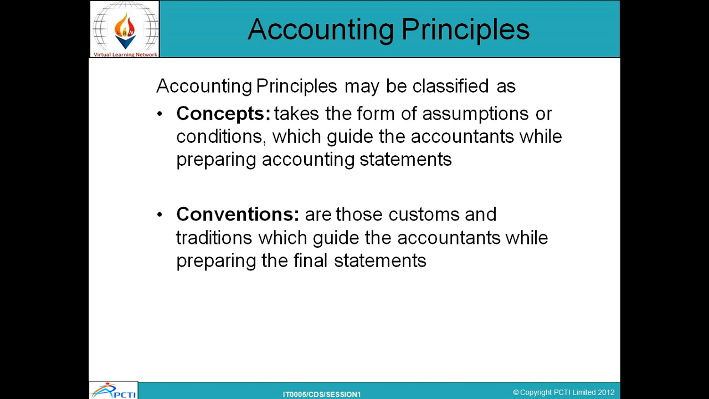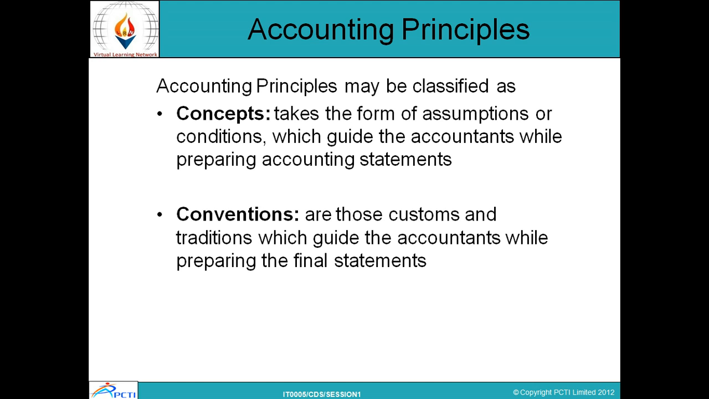Now, when I say accounting principle, what comes to your mind? Accounting information is used at various levels and by different stakeholders. All the stakeholders should understand the accounting language in the same sense, and to understand it uniformly, there are certain principles, concepts and policies of accounting that have been laid down, right?